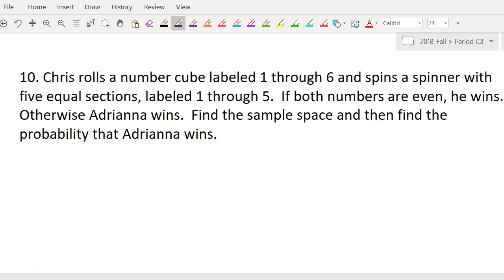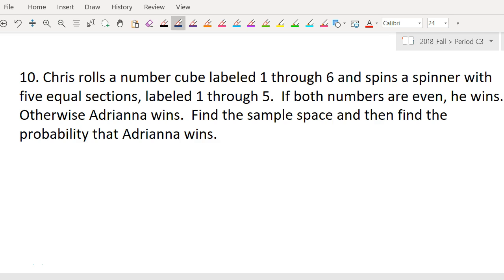Compound probability, very good. So that means you're going to be multiplying 2 things together. First event and the second event. So both numbers are even, he wins. Otherwise, Adriana wins. Find the sample space and then find the probability that Adriana wins. Sample space. That's a lot of sample space. Number cube and 1 through 5, that's going to be 30 different things to write.